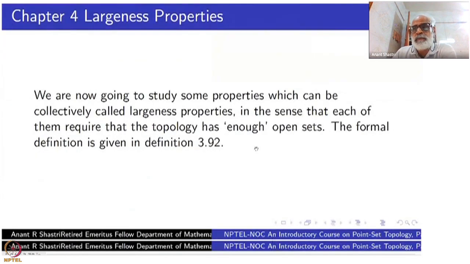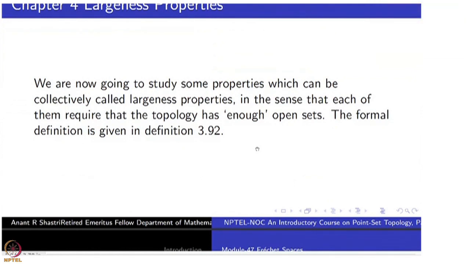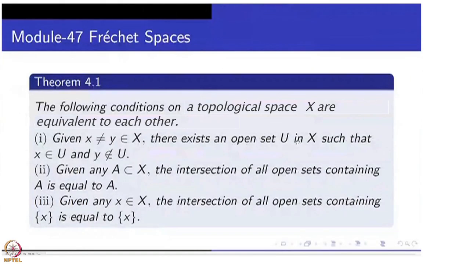But there are some more here which we feel, just like the case of first countability and second countability, are the opposite here. Something called regularity and normality do not exactly fit into this definition. So to begin with, we will take the celebrated Fréchet spaces. That is module 47. We begin with a Bourbaki style presentation here.